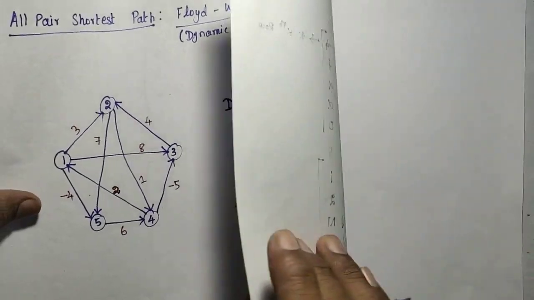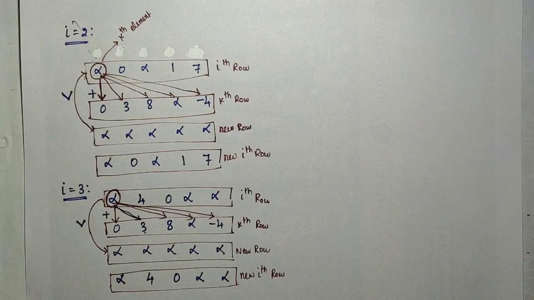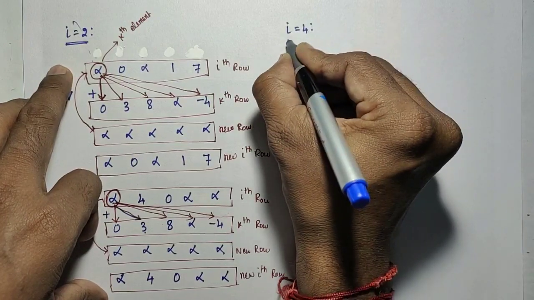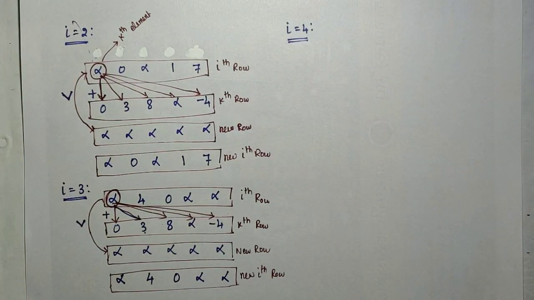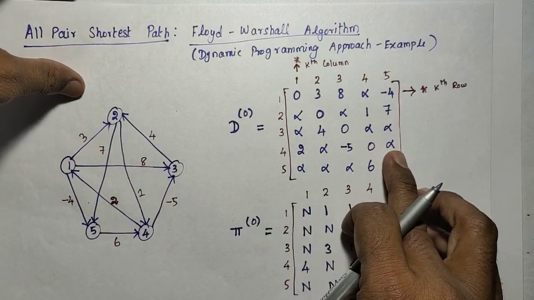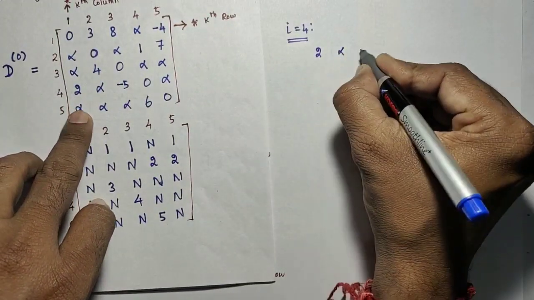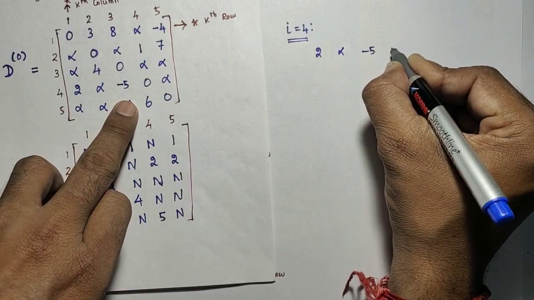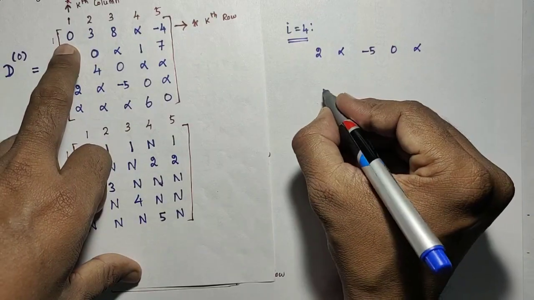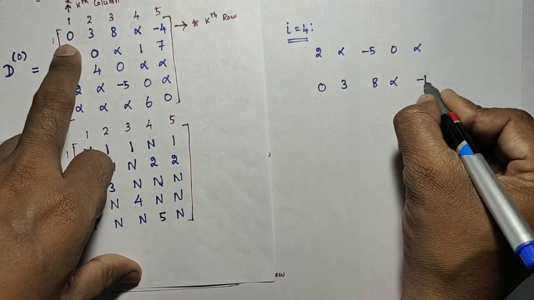Now what we need to do is I equal to 4. Now you can realize how the change is going to happen. I need to write the fourth row. The fourth row is 2, infinity, minus 5, 0 and infinity. And the kth row is 0, 3, 8, infinity and minus 4.